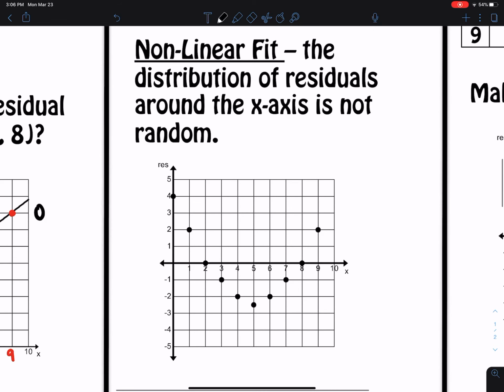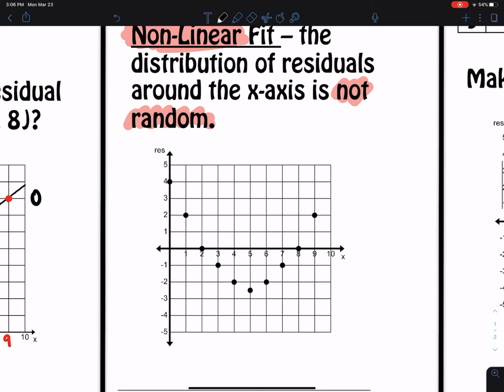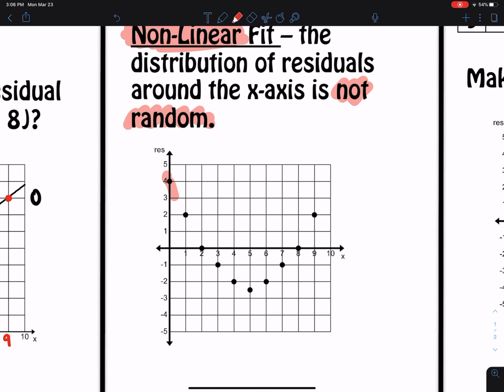The last one says nonlinear. So right here for nonlinear, it says the distribution of the residuals around the x-axis is not random. So if you see something where it's not random, that means that your data wasn't linear to start with. Here you can kind of see that this follows a curve. So that means that it is not linear.